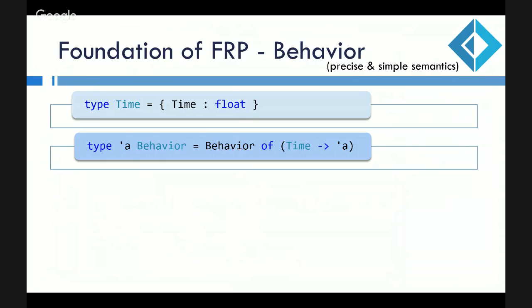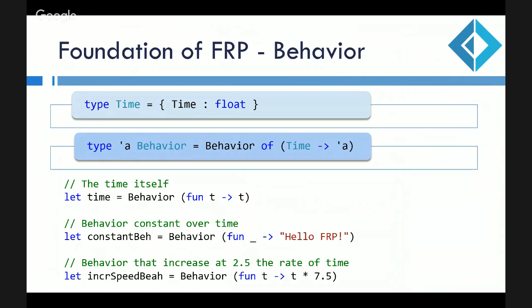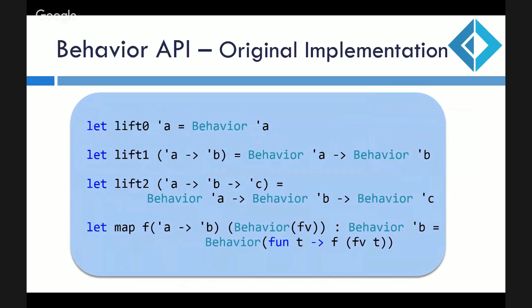And we are using in F# a single-case discriminated union because, as we'll see later in the code sample, we can use pattern matching to extract the current value in the function. And with that, we can already add some simple types. Here we have the behavior time that returns time itself, which is the identity function. We have the constant behavior, which always returns hello FRP. And the last one is about transforming a value. In this function, increase speed represents the speed of a behavior that really is a function that increases speed over time, which is quite nice. And this is the API that comes from the original paper.